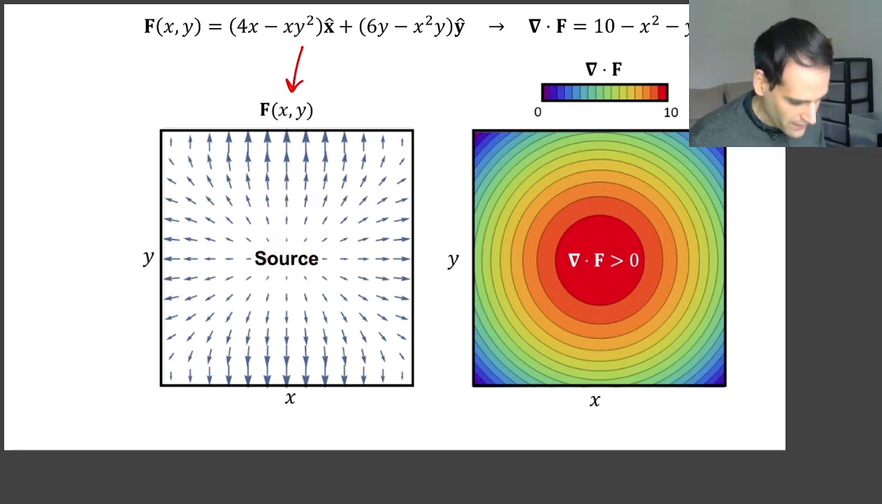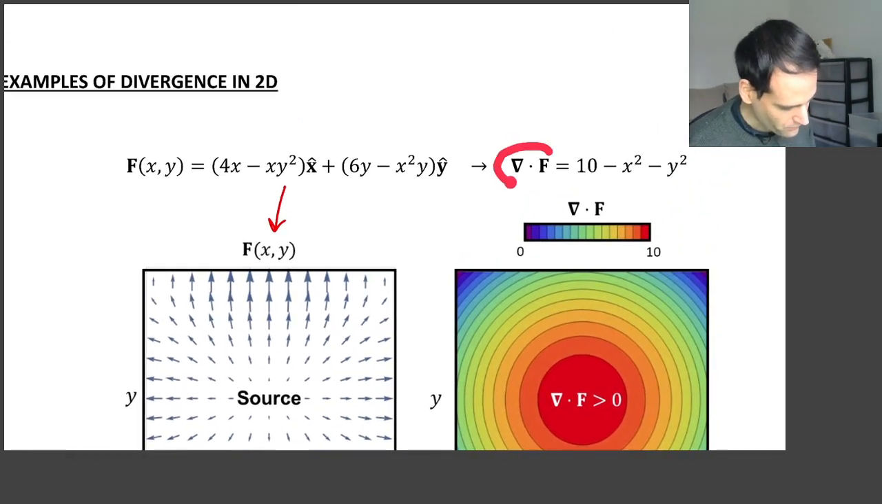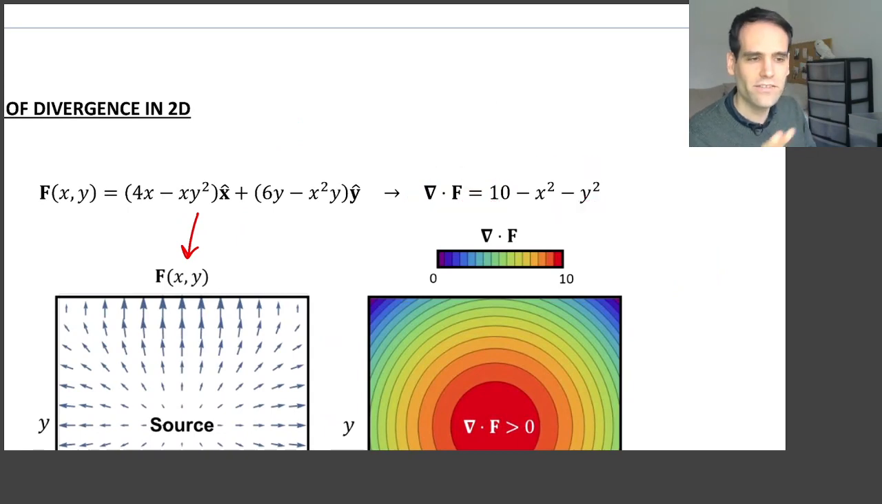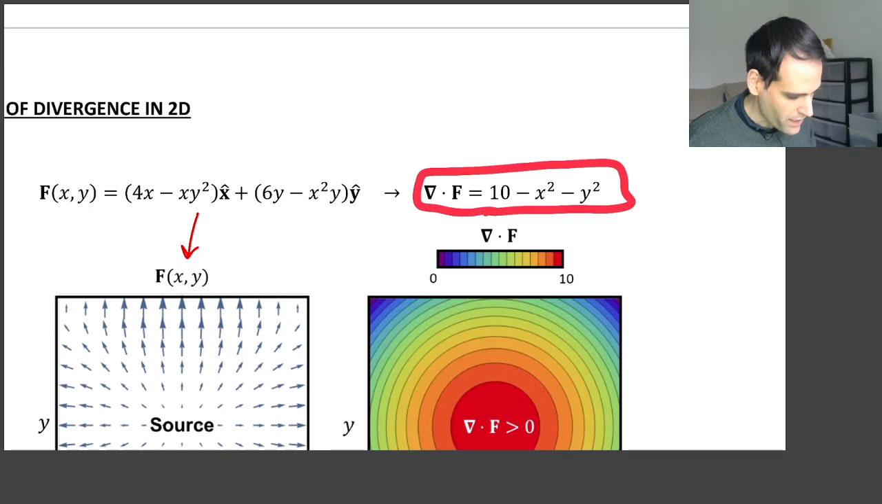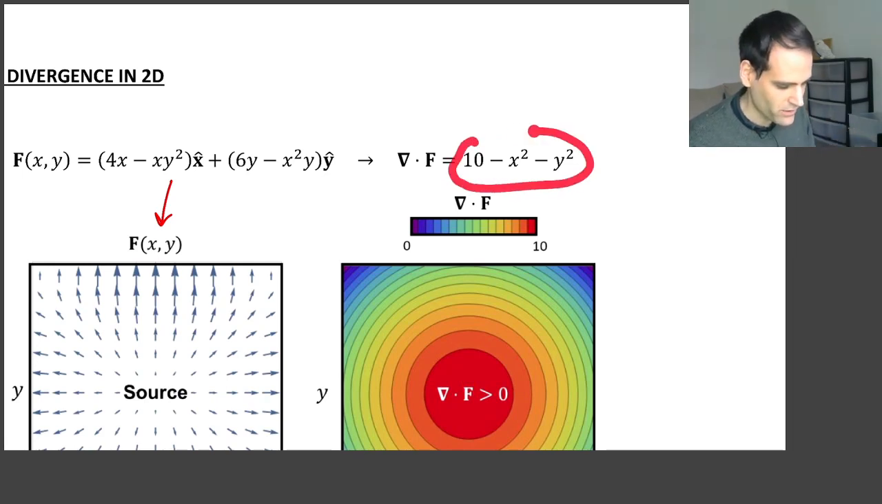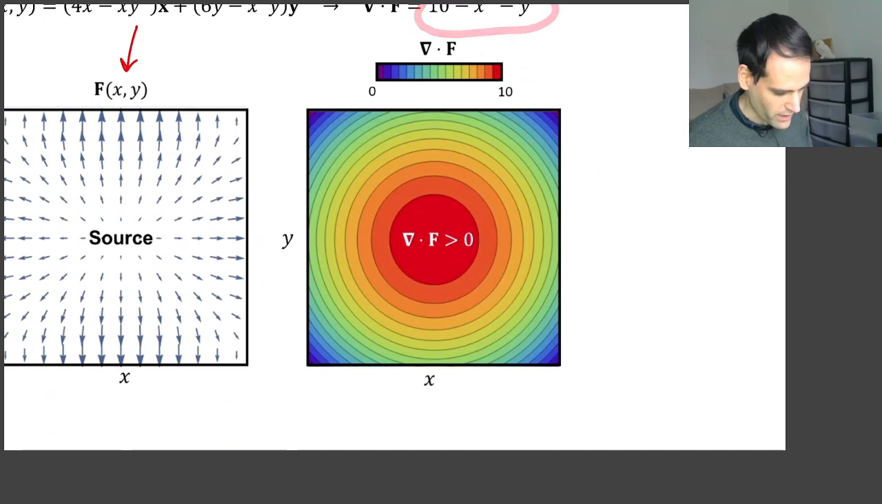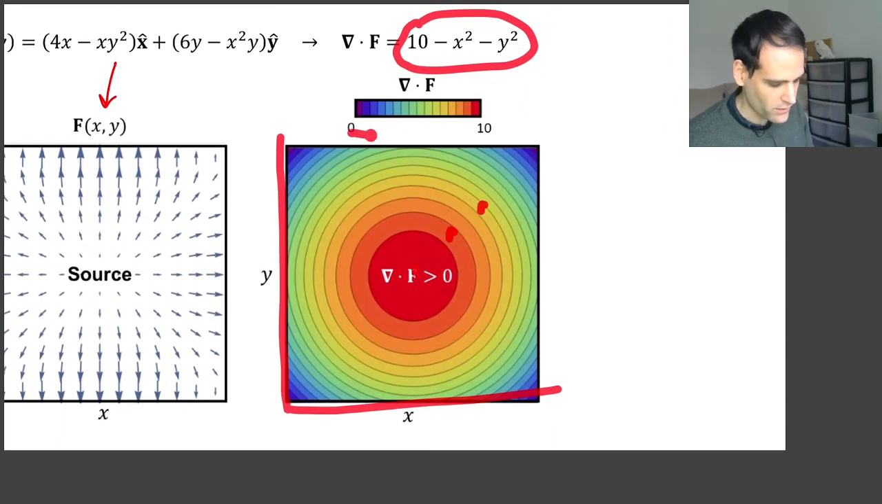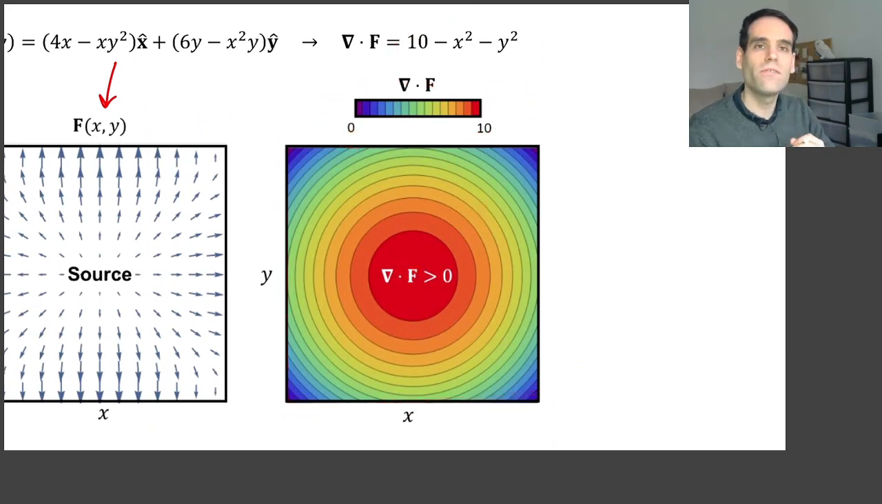And indeed, if you calculate the divergence of F, which is really easy to calculate, you can do the calculation yourself, you know how to do it, we get this equation. And if we now plot this equation, notice that this doesn't have any x hat or y hat because this is a scalar field that depends on position. So what we can do is use x and y in the x and y axis, and then plot the color associated with the value of this scalar field, which is the divergence of F.